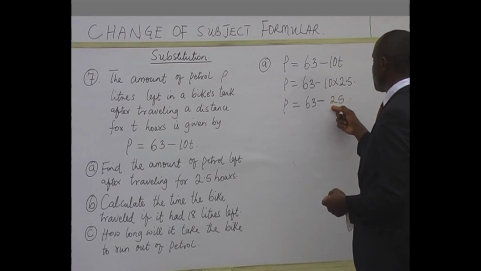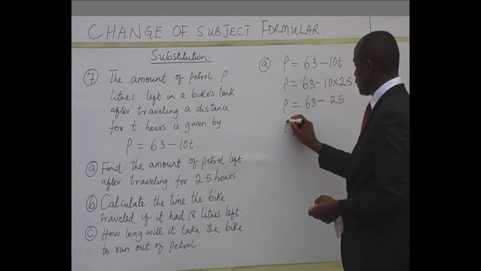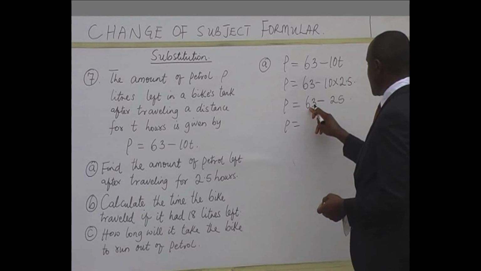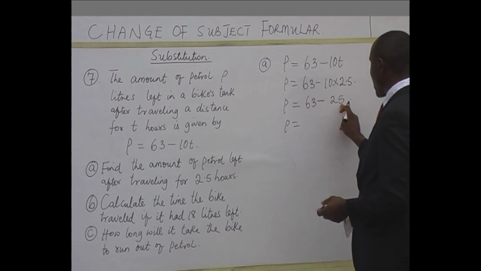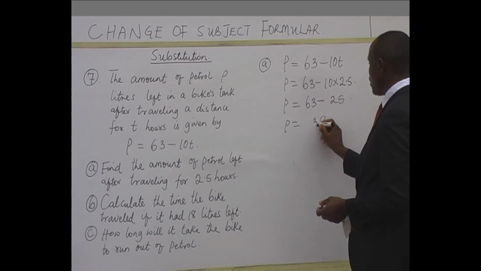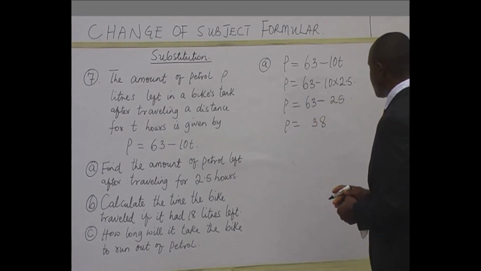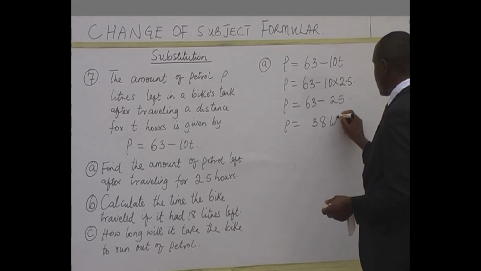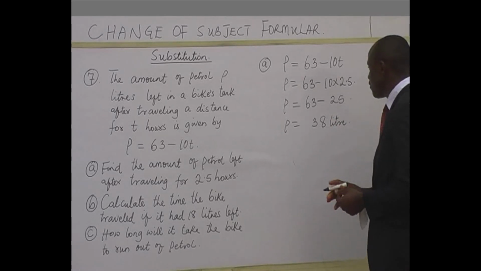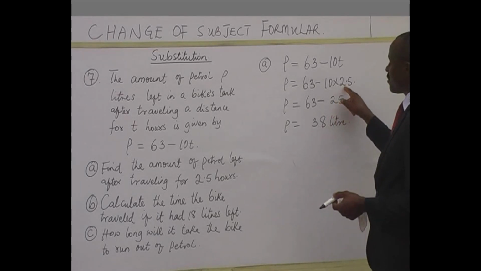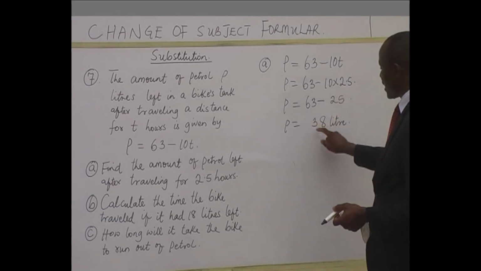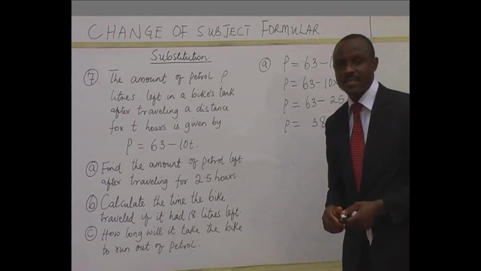Subtract 25 from 63. You'll be left with, remove 1 from here, you have 13. 13, if you subtract 5, you'll be left with 8. This will remain 5. Subtract it from 8, you have 3 left. That means the amount of liters of fuel that will be left when that bike has traveled a distance of 2.5 hours is 38 liters.